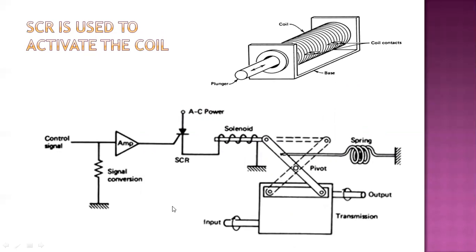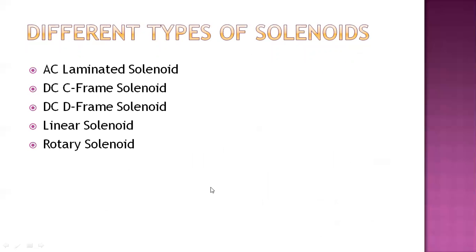With the help of an SCR, it is used to activate the coil over here. So here you can find a solenoid which is activated with the help of the SCR, and that way the conversion of the energy will be done. We can find different types of solenoids: AC laminated solenoid, DC C frame solenoid, DC D frame solenoid, then linear solenoid and rotary solenoid. So many types are there, and depending on the application you can select.